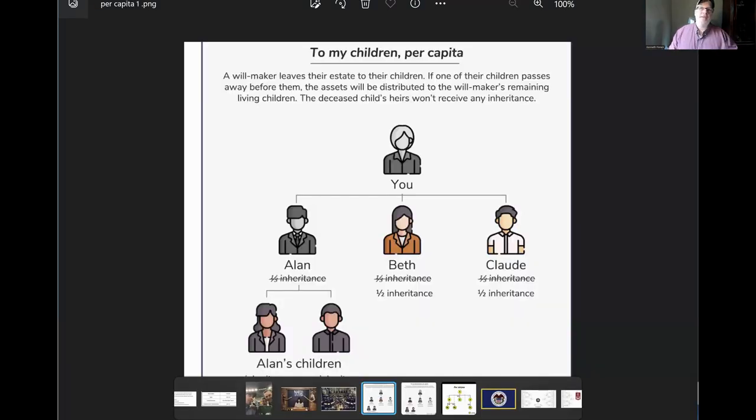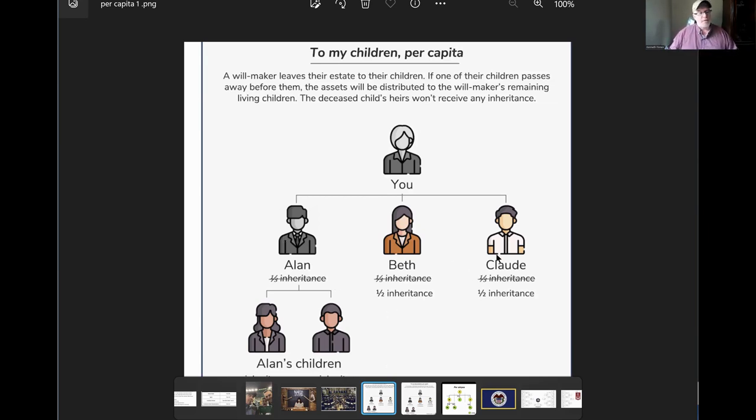Now, per capita, this is where I was right and wrong at the same time. I only did the one version of per capita, not the other. So you can list per capita. Per capita is per head. So it's basically going to go to people that are alive. So if you set up per capita to my children, then only the living children get the money.